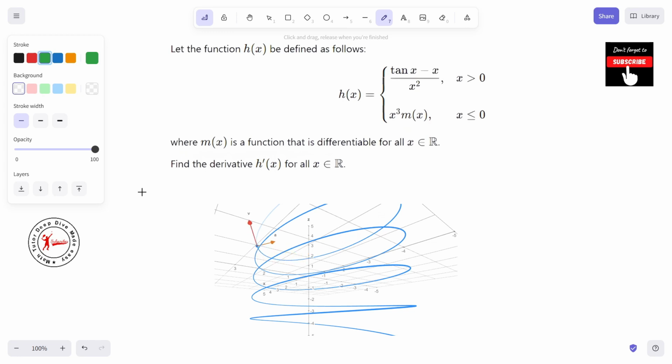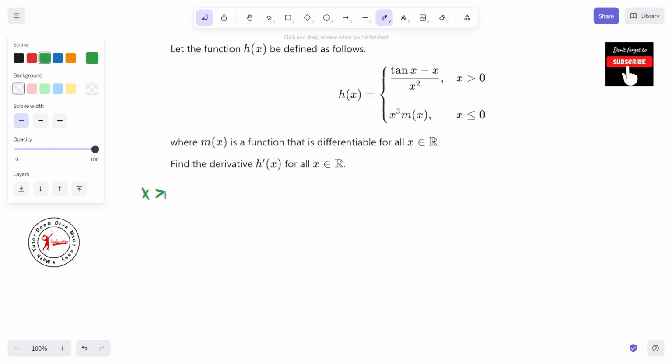All right, let's carefully walk through this problem together. Step 1 is the derivative for x greater than 0. We begin by finding the derivative of the first part of the function. When x is greater than 0, h of x equals the tangent of x minus x, all divided by x squared. Since this is a quotient of two expressions, we apply the quotient rule.